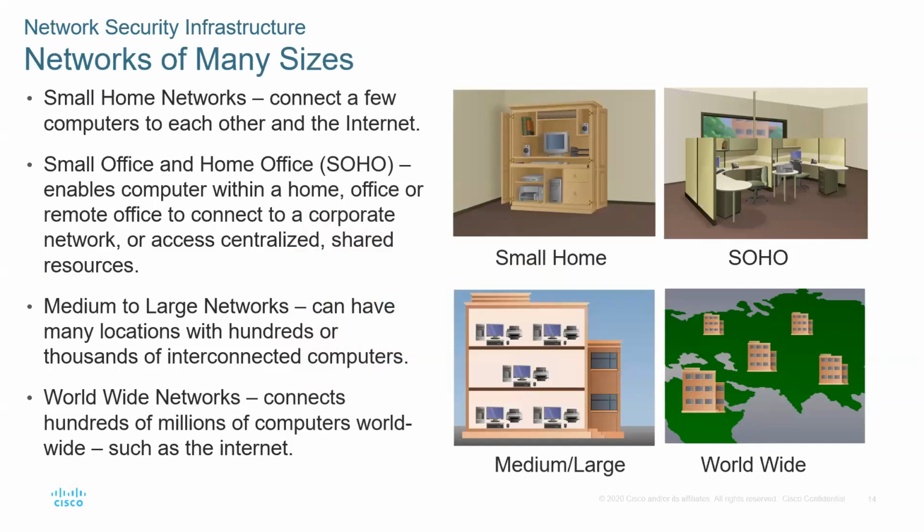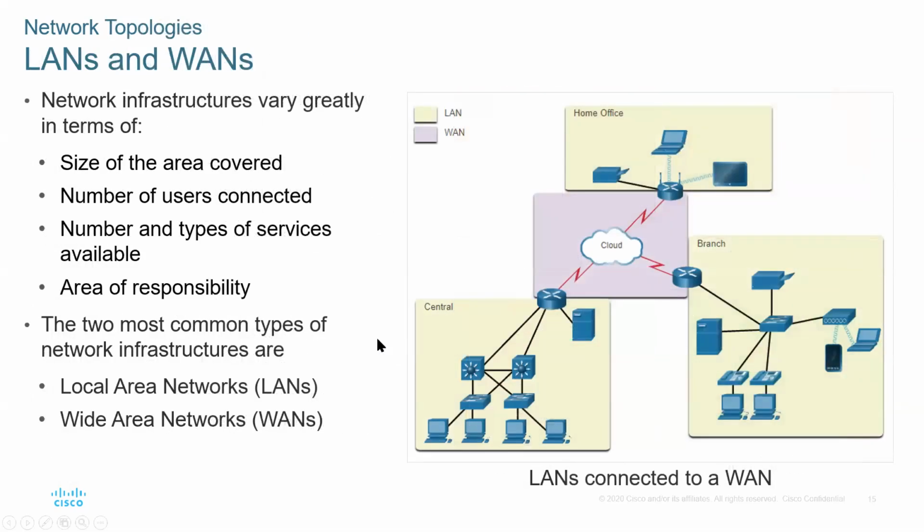Obviously, there are networks of many sizes. You have the small home or SOHO office. You also have the medium and large, and then, of course, the World Wide Web on top of that, connecting millions of computers together. So on LANs and WANs, the network infrastructures vary greatly in the size of the area that's covered, the number of users, area of responsibility, and so on.